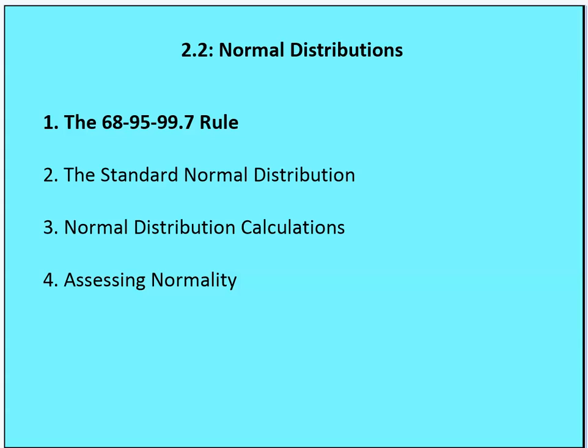We're going to talk about normal distributions today. So these are our objectives. We're going to talk about the 68, 95, 99.7 rule, standard normal distribution. We're going to talk about normal distribution calculations, and then we're going to finish with assessing normality.